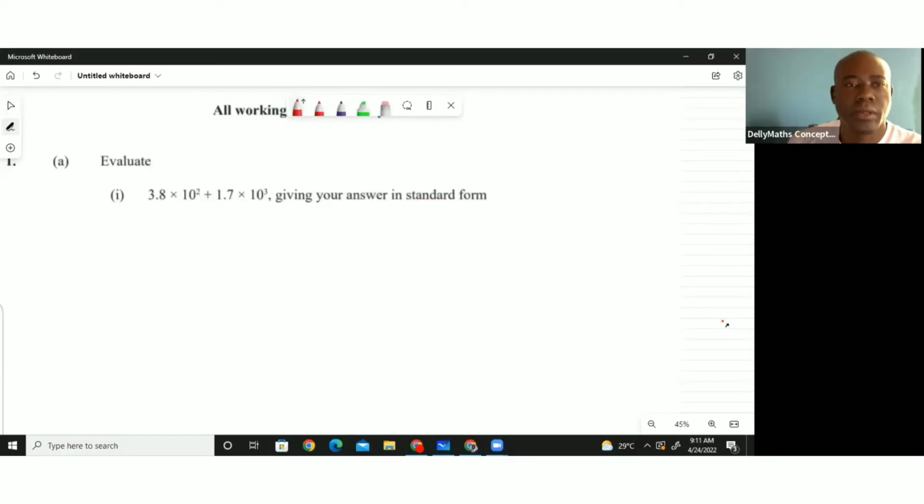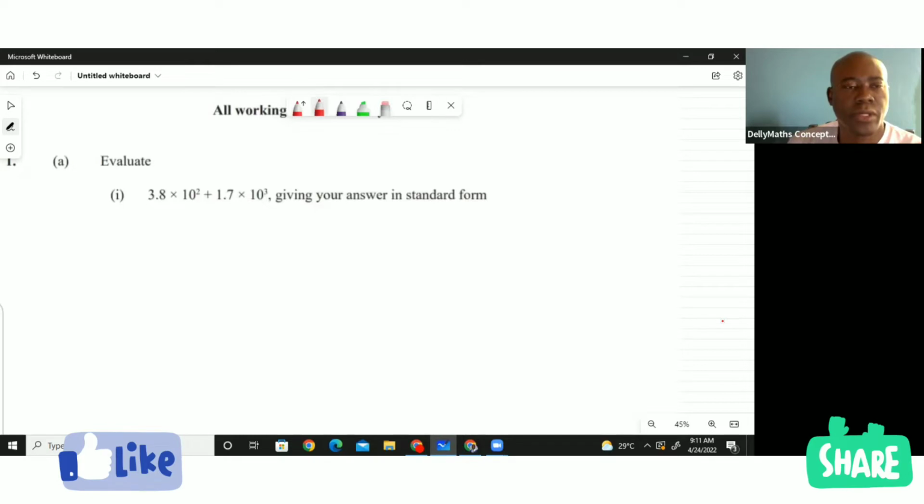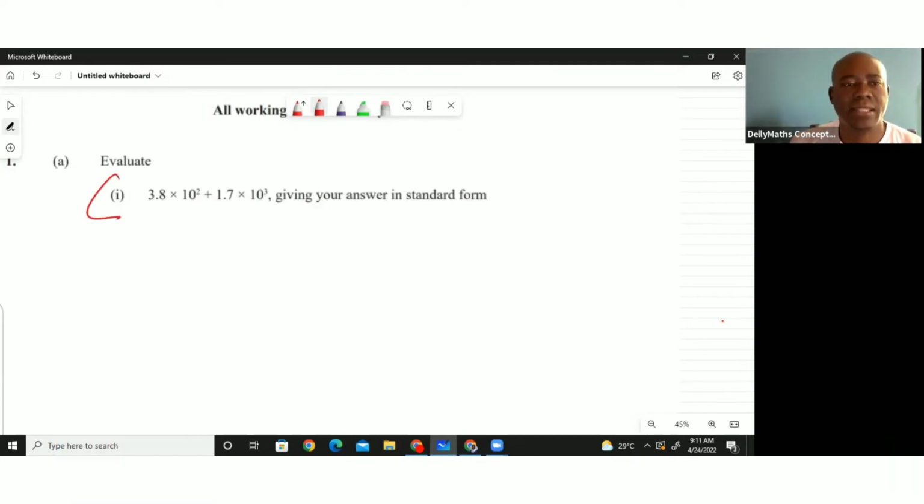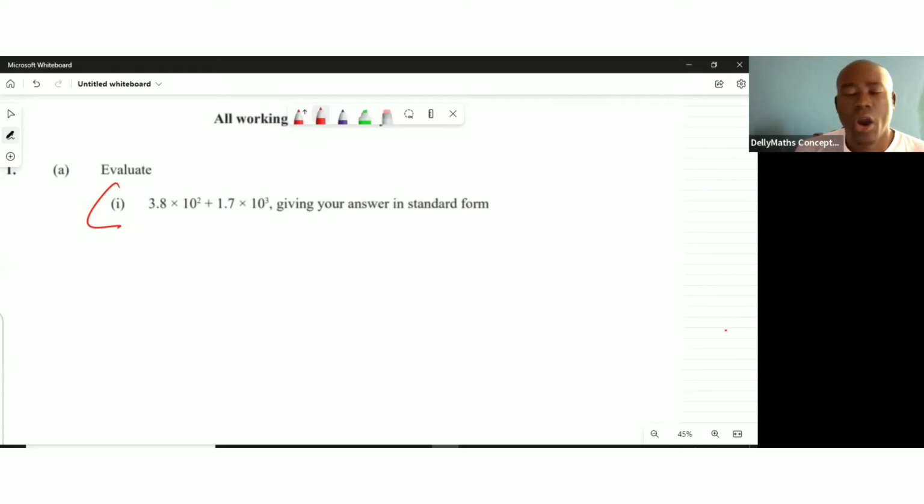All right. What we're looking at this time is question 1 from the 2019 January CXC Paper 2. So it says, I'm reading here, 3.8 times 10 to the second plus 1.7 times 10 to the third, giving your answer in standard form. With a question like this, what we want to do is just take our time to find out what this part is and what this part is, put it together, and then give our answer in standard form. All right, so let us go.